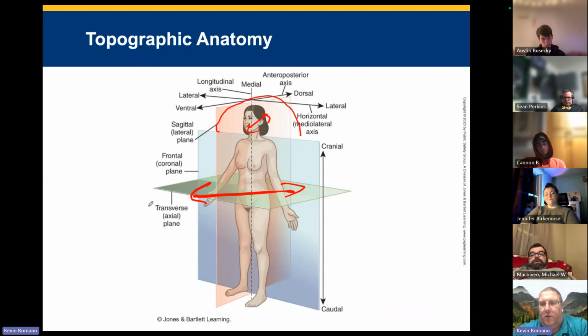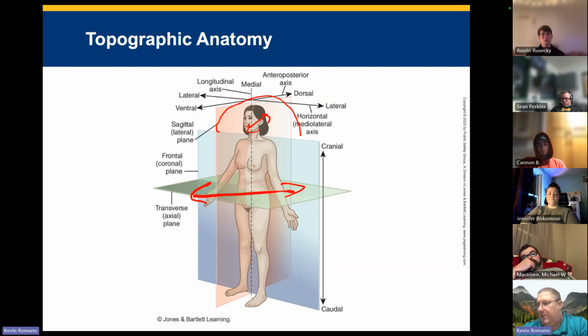All right. So the coronal plane divides the body vertically from ear to ear into front (ventral) and back (dorsal) positions. The transverse or axial plane divides the body horizontally at the waist, creating a top and bottom portion, like I said, like cutting in half. And then the sagittal plane divides the body vertically from front to back. The midsagittal plane divides the body into equal left and right halves.